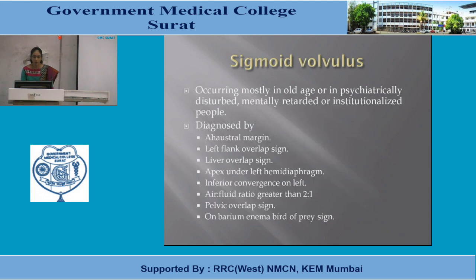The other is sigmoid volvulus, occurring mostly in the old age group, in psychiatrically disturbed, mentally retarded or institutionalized people. It is diagnosed by absent haustral margin, left flank overlap, liver overlap, apex under the left hemidiaphragm, inferior convergence on the left, air fluid ratio greater than 2:1, and pelvic overlap. On barium enema, the bird of prey sign is present.